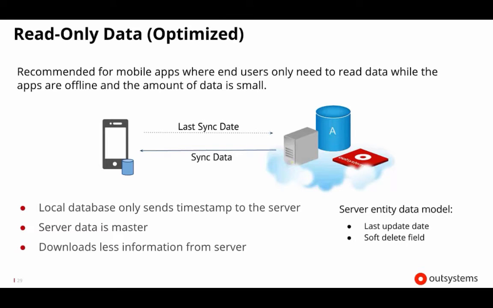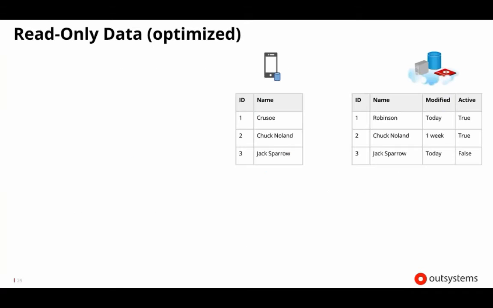To achieve this, we need to change a little bit the server entity data model. So we'll need to have a new column that has the last update date of that record and also a field to do a soft delete. This is very important because if we delete things in the server and we don't soft delete them, there is no way we can tell the device to also delete that record from its own database. Again, let's look at the process.